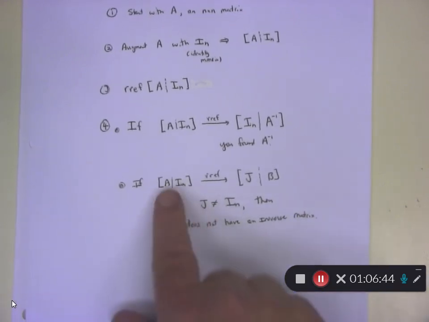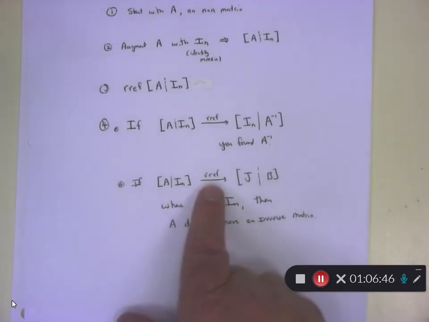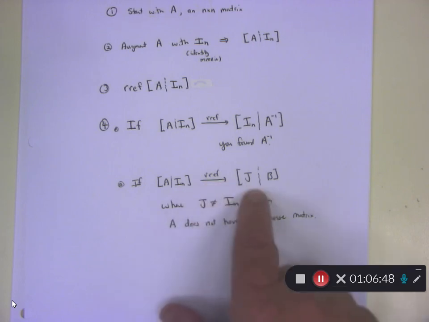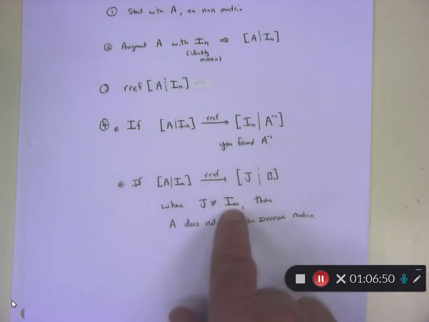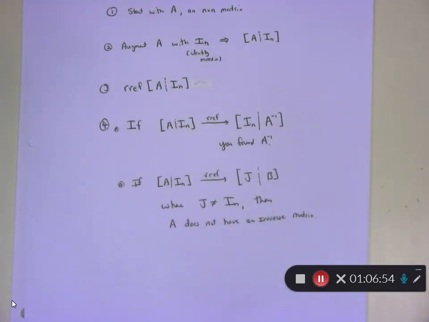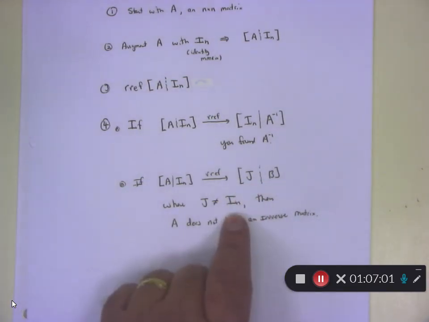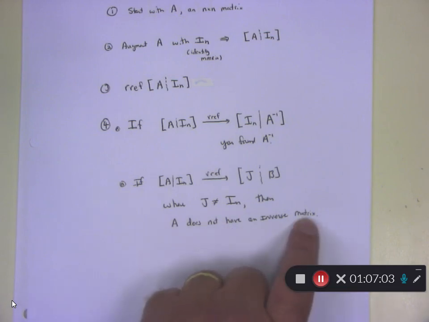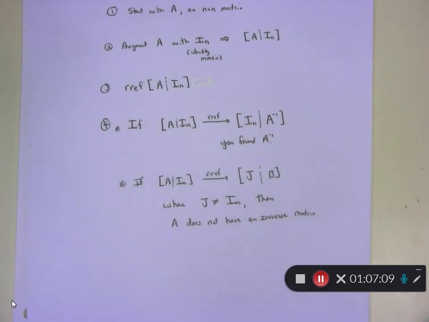However, if A is augmented with the identity, and you do reduced row echelon form, and you get J, which is not the identity, what you're going to end up having is a bunch of rows of zeros. That means if this does not turn into the identity, A does not have an inverse. It has to turn into the identity to be invertible. Does that make sense?